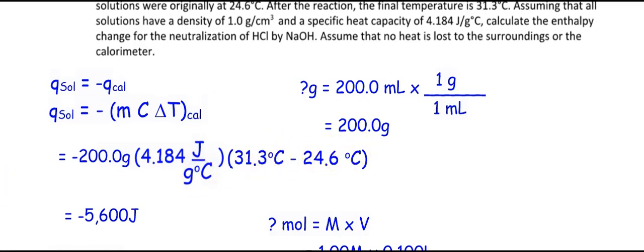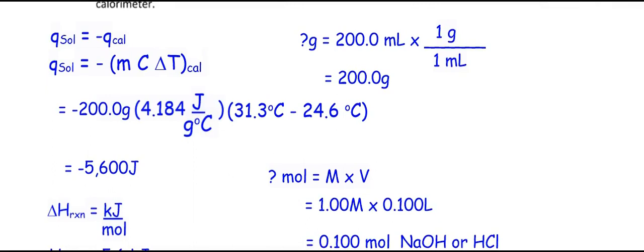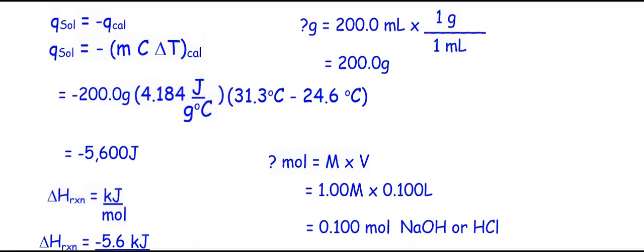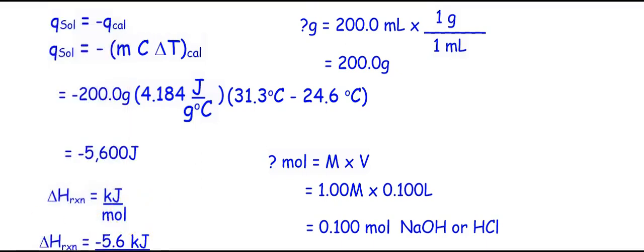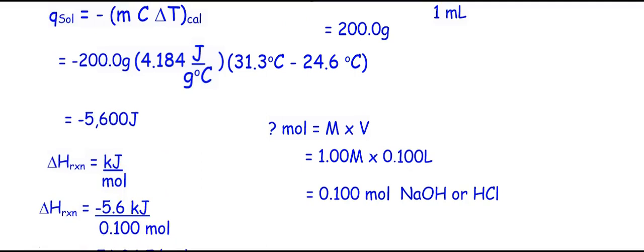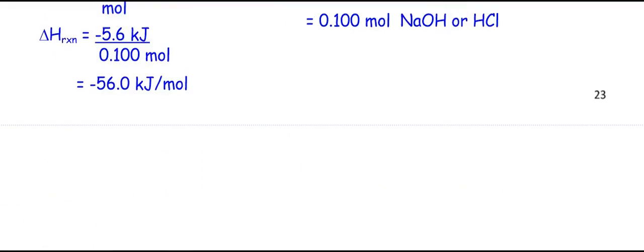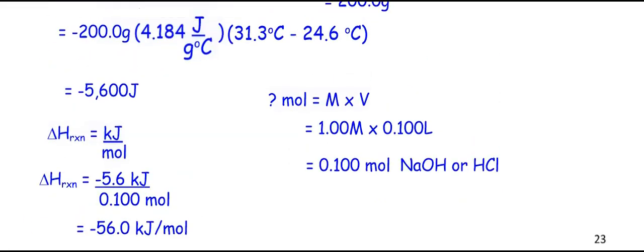So I'm trying to find kilojoules per mole again. I have negative 5.6 kilojoules. And now I need moles. Well, again, the coefficients are identical, so pick one. It makes no difference. We use the same molarity and the same volume. So then I find, there it is, negative 56.0 kilojoules per mole.